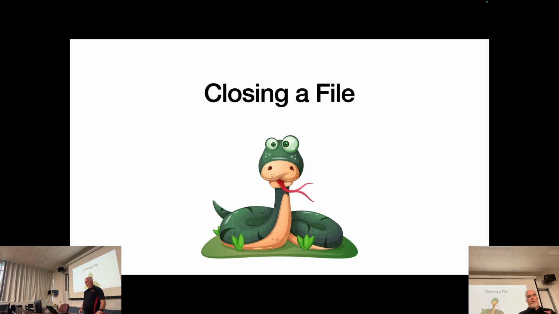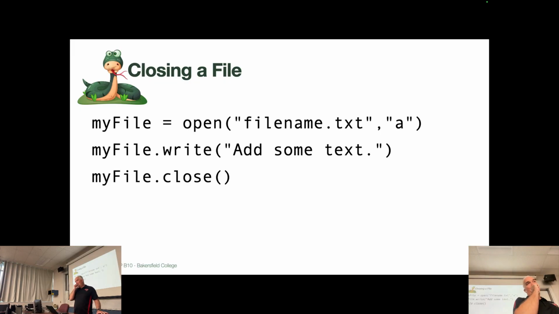Closing a file is important. Now, a file does get closed when the script ends, but if your script has an error before it ends, or if you want to do something else with that file, let's say you want to append to it and then you want to turn around and read from the file, you've got to close it in between. And that's simple. You just call the myfile.close method, and then you're done. You always want to make sure you close a file after you're done with it.